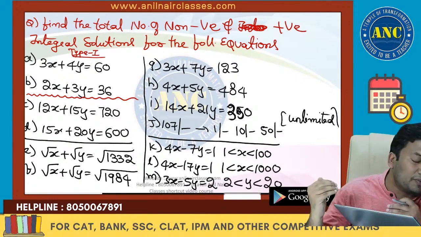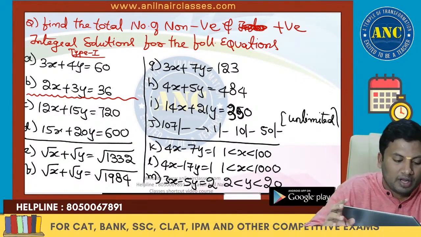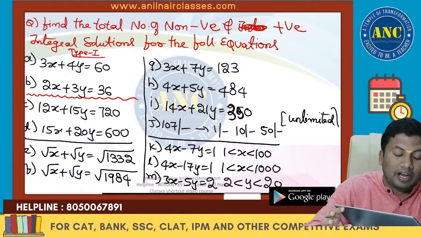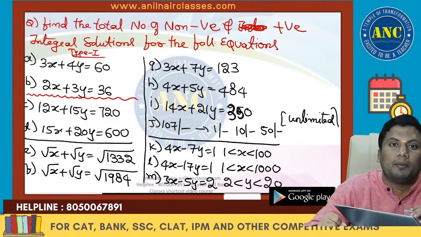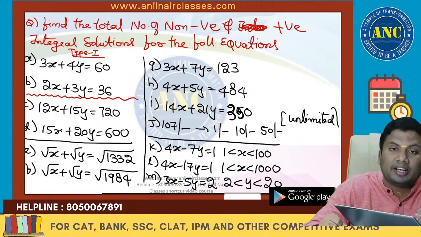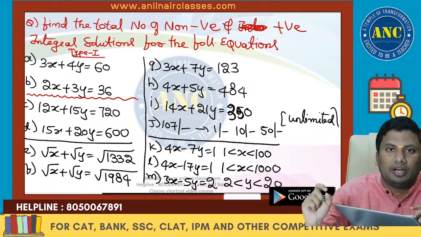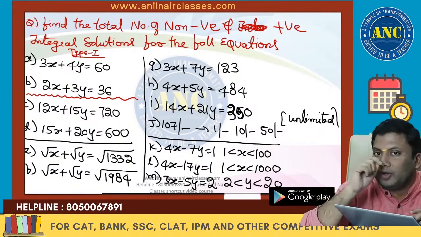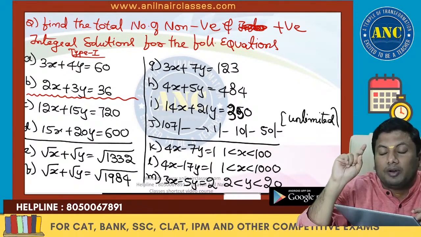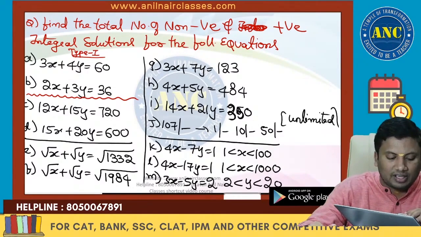But there is a difference between A, B and C, D. Here 3 and 4 are co-prime, 2 and 3 are co-prime, but 12 and 15 are not co-prime. Two numbers are said to be co-prime if their HCF is 1. 12 and 15 have common factor 3. 15 and 20 are not co-prime; the common factor is 5. Please write down in your notebook: type number 1 is an equation with two variables where both coefficients are factors of the right hand side.